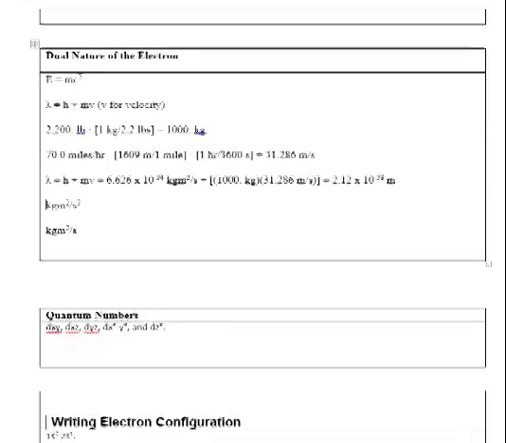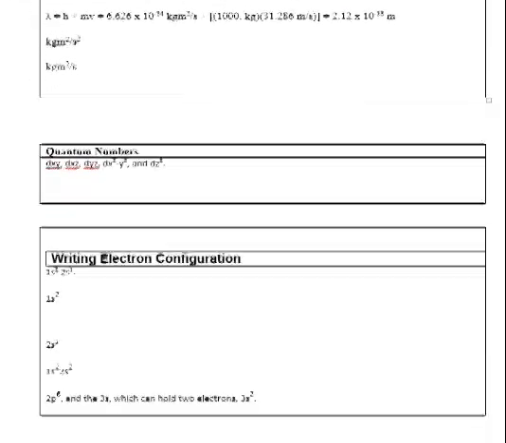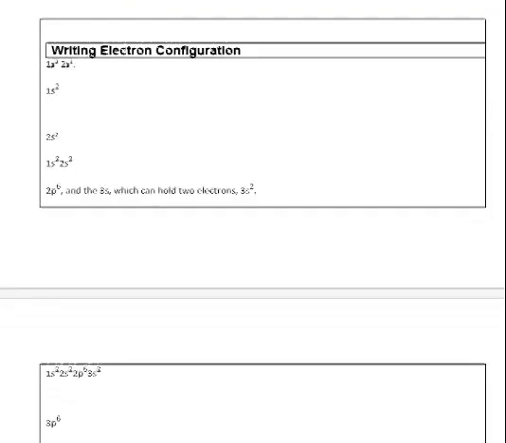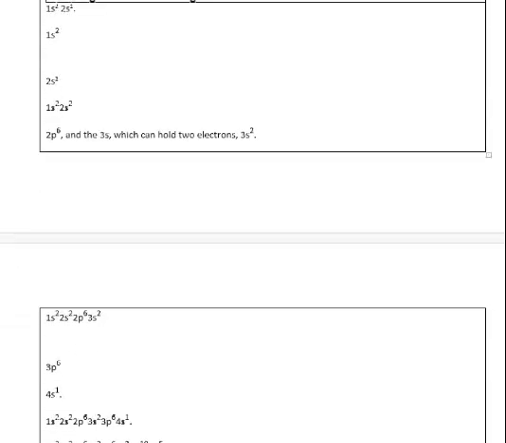And these quantum numbers and the electron configurations, they're really not that hard. You just read from left to right. dxy, dxz, dyz, dx squared minus y squared, and dz squared. So those superscripts of 2 mean squared. That's not the case here for writing electron configuration. We just read the numbers from left to right. 1s2, 2s1, 1s2, 2s2, 1s2, 2s2, 2p6, and the 3s, which can hold 2 electrons, 3s2. So all of these electron configurations, you're just reading from left to right.